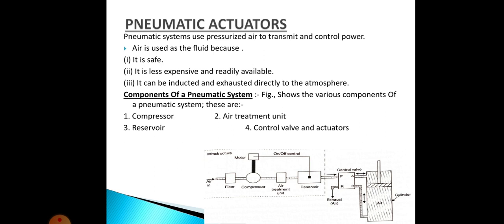The next one is control valve and actuators. Here control valve and actuators act in much the same way as in the hydraulic system, but instead of returning fluid to the tank, the air is simply returned to the atmosphere. There, the oil was fed back to the tank, but here the air will be returned to the atmosphere. It will not return back.